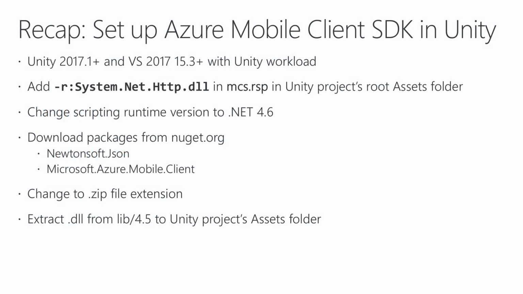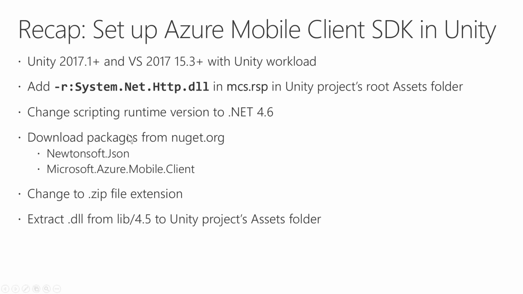So let's just recap a little bit. There's kind of a decent amount of stuff here. So we needed to make sure that we're on Unity 2017.1 and Visual Studio 2017 15.3 and above with the Unity workload. We had to make this response file called mcs.rsp in our Unity project's root assets folder. So it has to be in the root assets folder. And it needs to have a single line, and that is -r:system.net.http.dll, just like I have it there. That's the only line that needs to be in there.